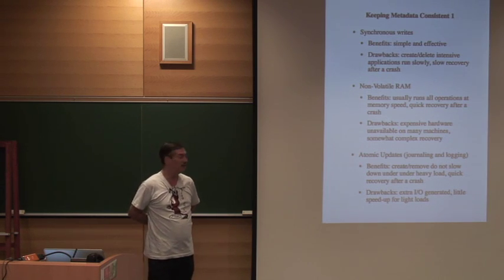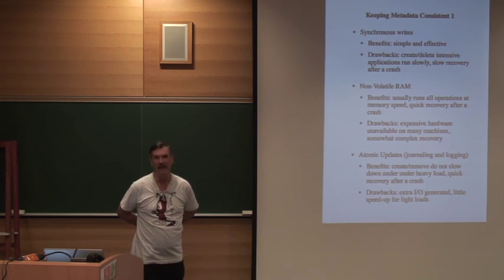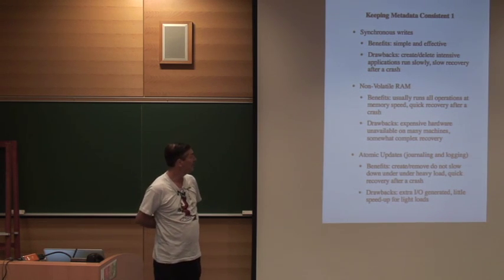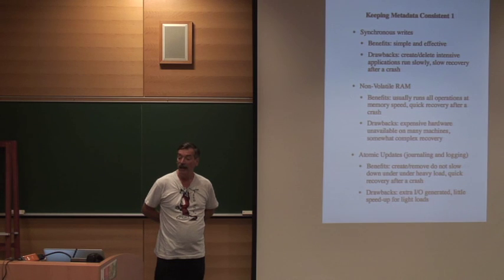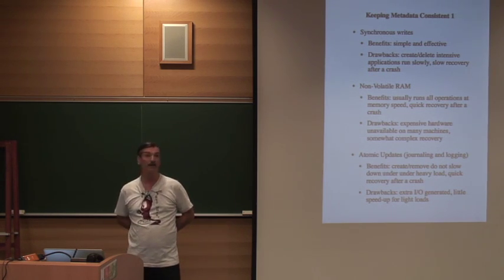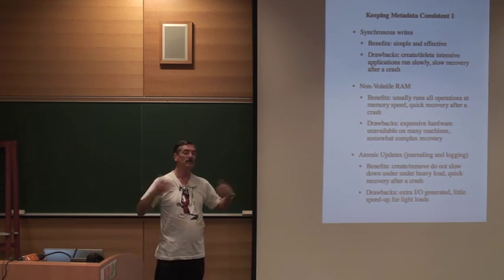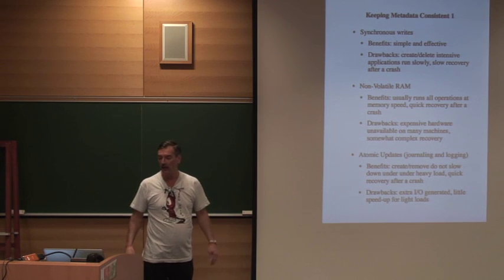Now, journaling is the most commonly used thing if you look at most of the commercial file systems out there, things like ext3 and so on. Pretty much all do journaling. And the benefits are that things like create and delete don't slow down under heavy load. And you have a fairly quick recovery after a crash because you just go through and roll back the log.